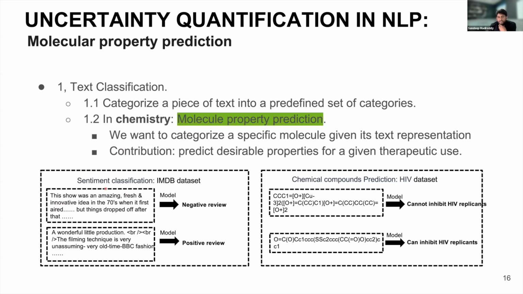So here you can see in natural language, you can have a text question. For example, in sentiment classification, you're asking a question about a review and you want to see if it is negative or positive. In the same sense, we can take a chemical compound represented as, say, a SMILES string, and ask it questions such as, can it inhibit HIV replication? This can be thought of as a text classification problem.